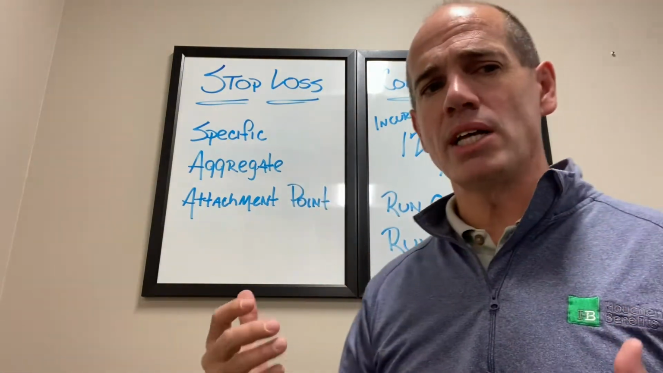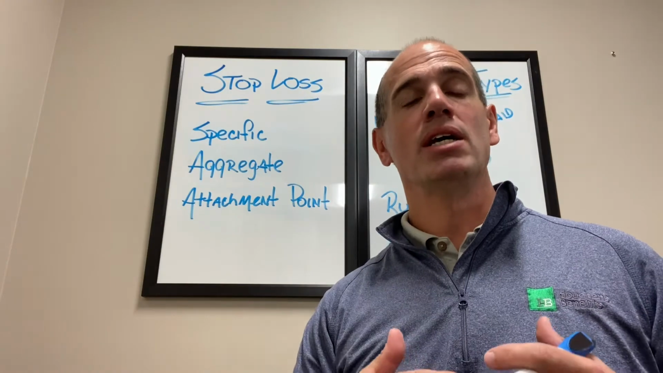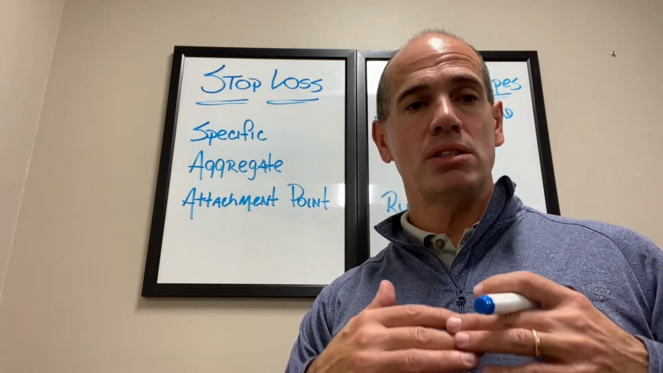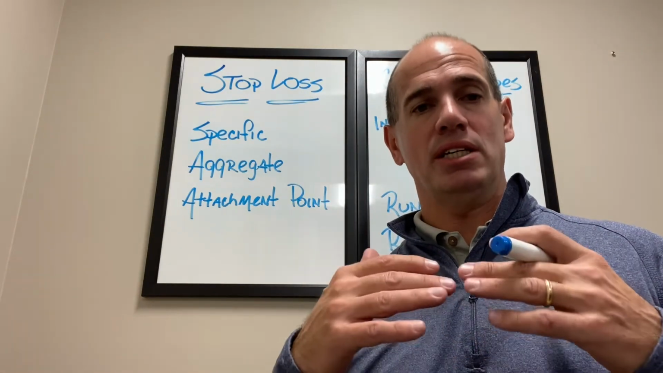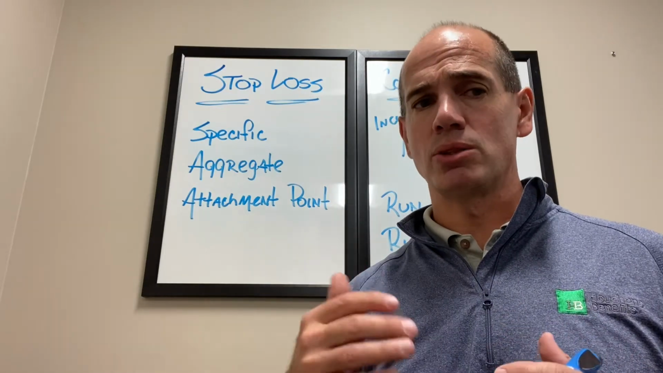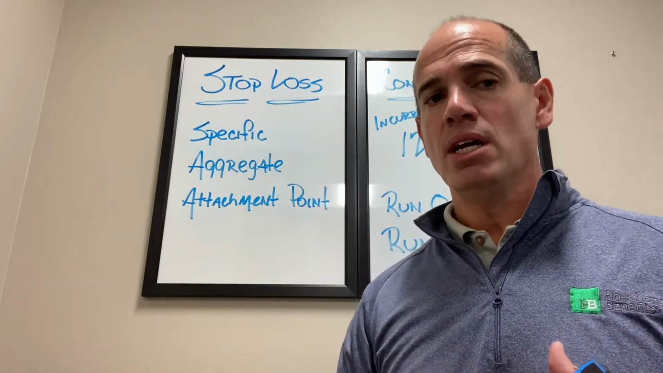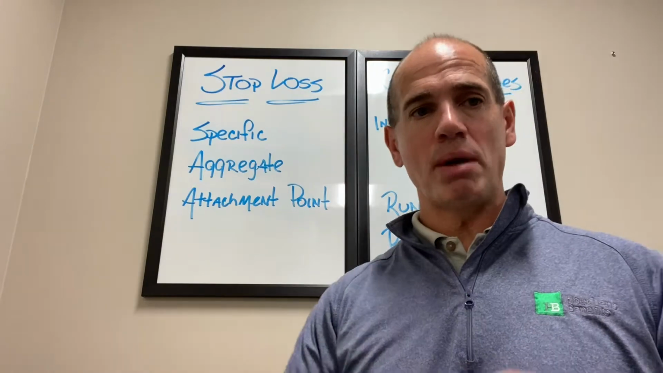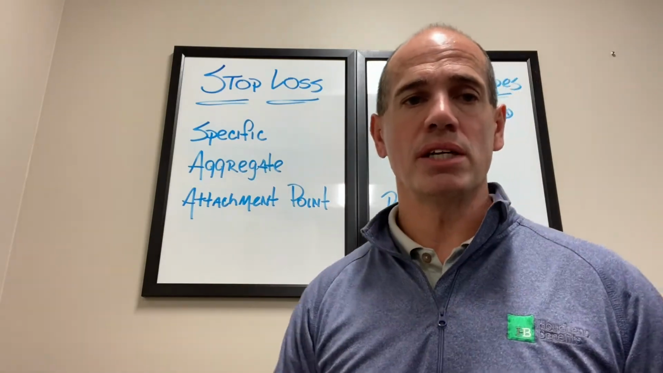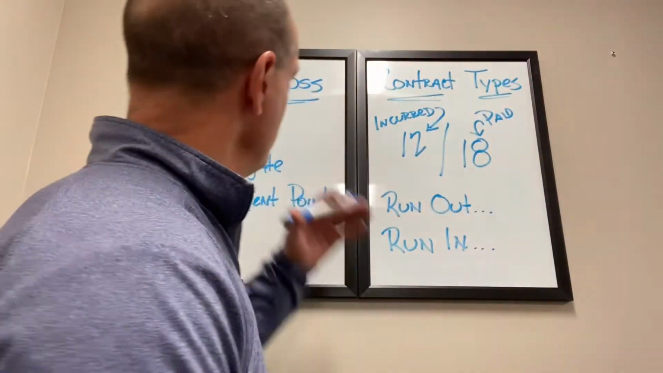We also talked a little bit last week about the attachment point. That would be the point at which the stop loss carrier kicks in. Typically, that's about 125% of your expected claims, but that's your attachment point, so that would be your max exposure, another way of saying that. So just as a recap, that's what stop loss is.